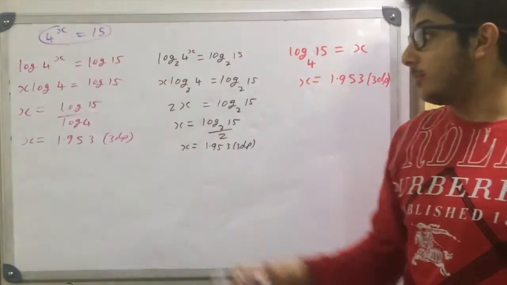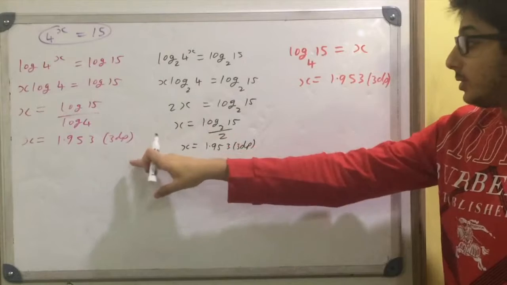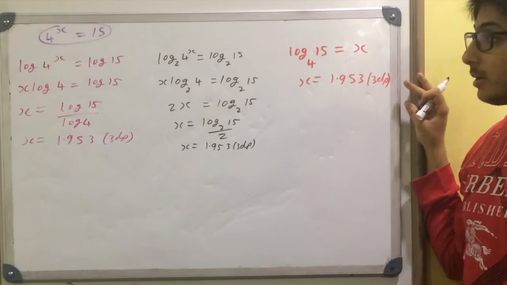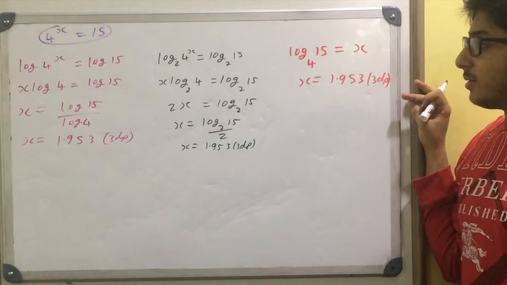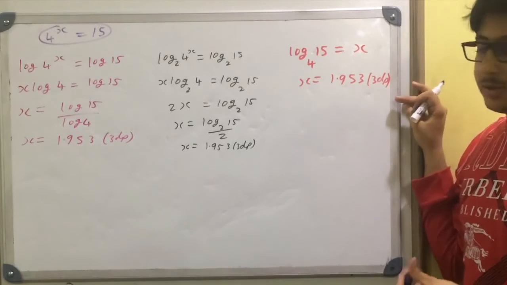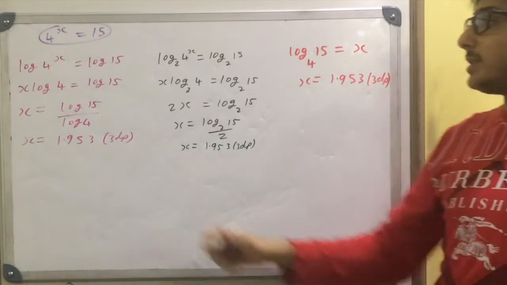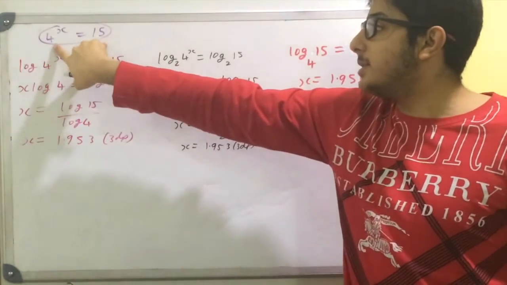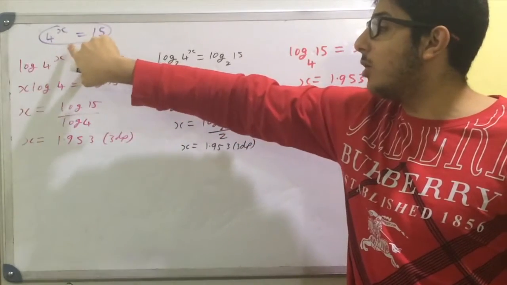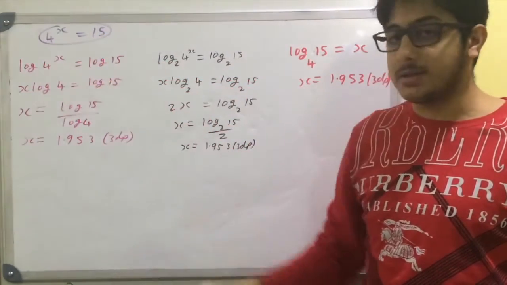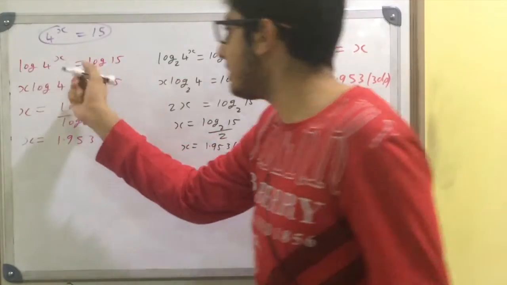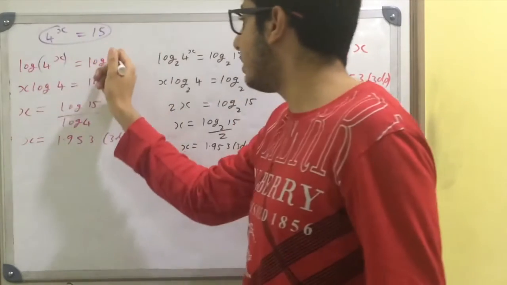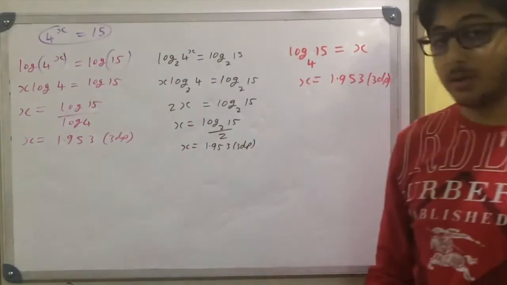So 4 to the x is equal to 15. I've done 3 ways here to solve it. There are many other ways. There's a million ways to solve equations like these, okay? It depends on your preference. So we can take logarithms of both sides, okay? So logarithm of 4 to the x is equal to logarithm 15, all right?